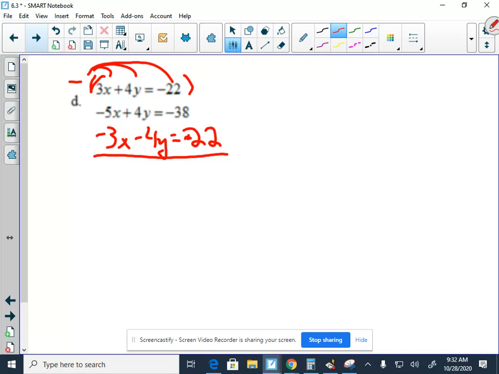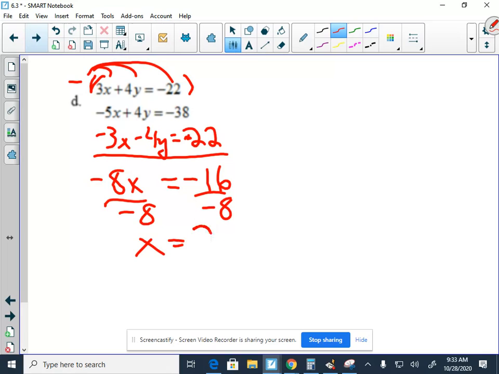Make sure if you need to, use your calculator for these. We have -5x subtract 3x. That's going to get us -8x. -38 plus 22 gets us -16. We divide by -8. And x equals 2.